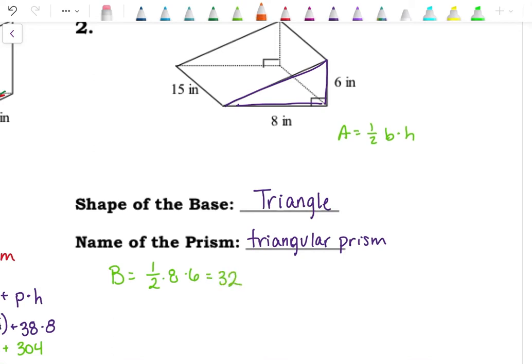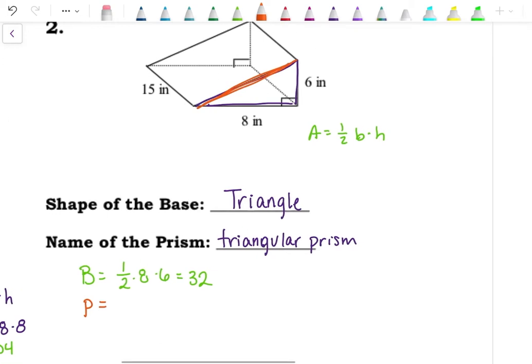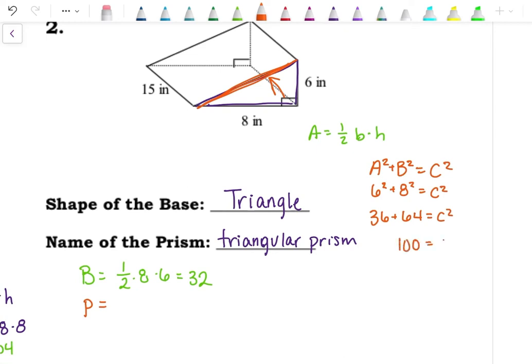The next thing I need is the perimeter of my triangle. Now the only thing is I am missing this side right here. So to find that, I need to use the Pythagorean Theorem. Pythagorean Theorem is a squared plus b squared equals c squared. I'm going to do 6 squared plus 8 squared equals c squared. C is the side we don't know, across from the 90. So 6 squared is 36, 8 squared is 64, c squared we don't know. 36 plus 64 is 100, so 100 equals c squared.